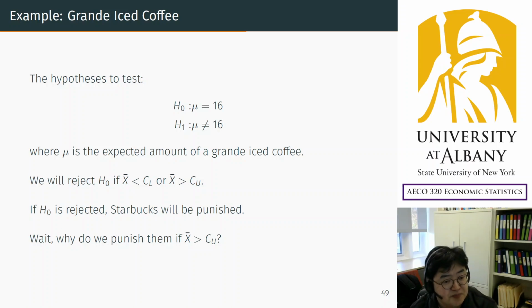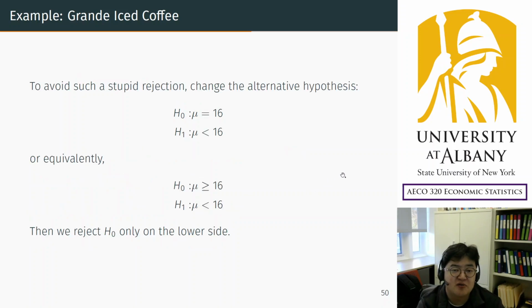Does it make sense? Actually, no. Because I don't need to punish the coffee shop if the amount is more than 16 ounces. If it's advertised as 16 ounces but actually contains more than 16 ounces, it's not a problem. So then our framework is limited. It does not work in this case. What we want here is to reject only when the actual amount is lower than advertised, right?